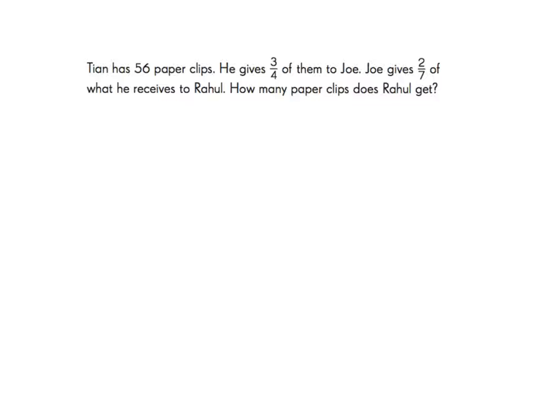Tian has 56 paper clips. He gives 3/4 of them to Joe. Joe gives 2/7 of what he receives to Raul. How many paper clips does Raul get?